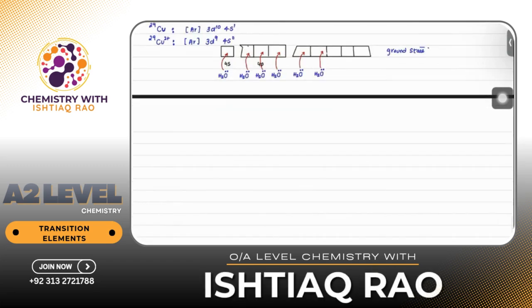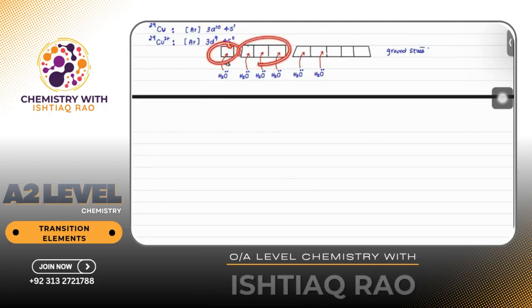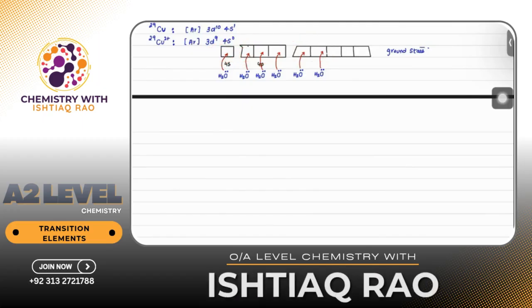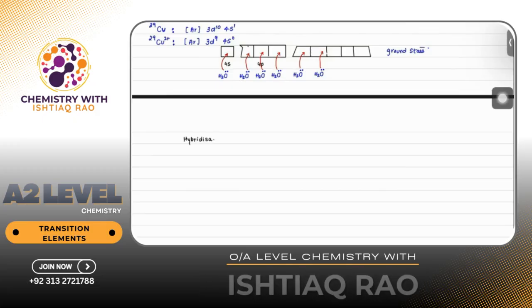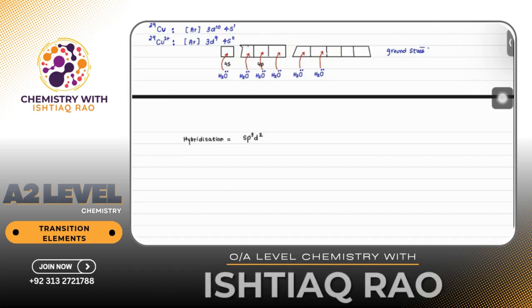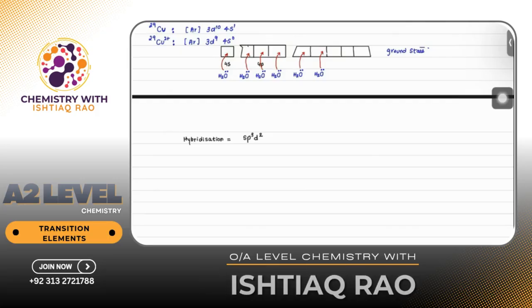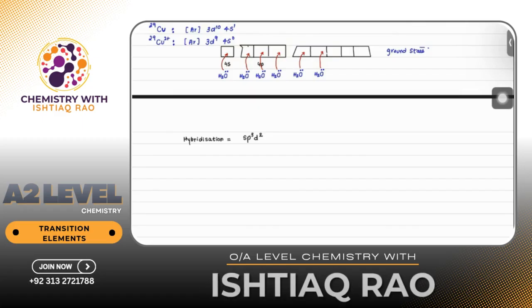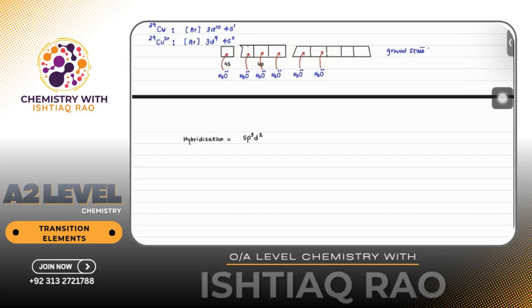So what's the hybridization? How many orbitals are mixed? One s, three p, and two d. So the hybridization is sp3d2, right? Or I can say, how many lone pairs do I have? There is no lone pair. I have six bond pairs but zero lone pairs.